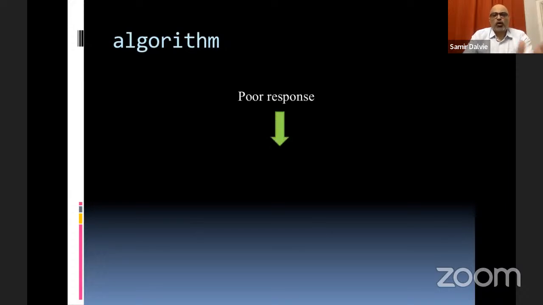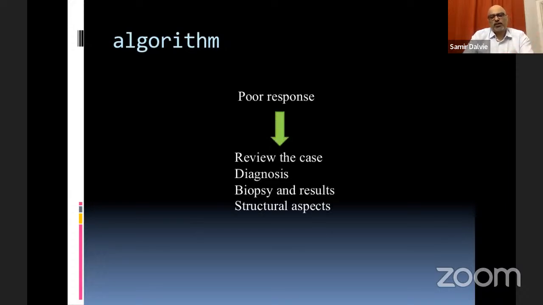So what do you do in a patient with poor response? You review the case. You go right to the basics. You look at the diagnosis. Was your diagnosis correct? Look at the biopsy results, maybe discuss, are they 100% sure? On what basis have you started the AKT? And you study the structural aspect. You need to get x-rays, you may get dynamic x-rays to see the structural aspect of the thing.